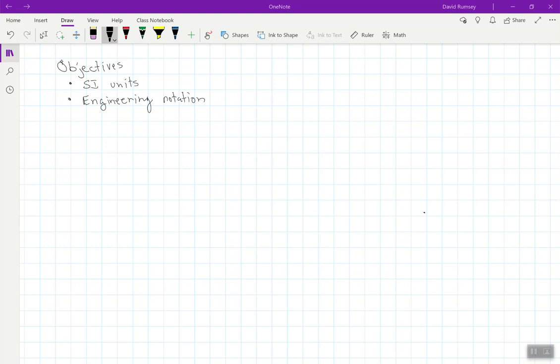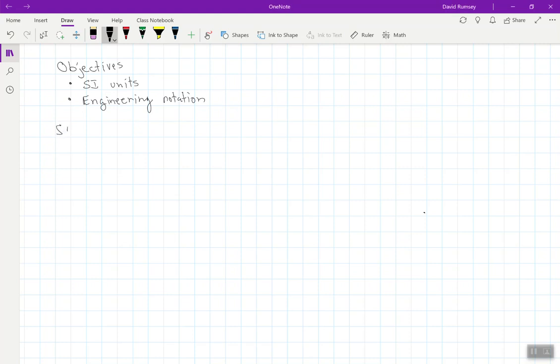So in this lesson here, we have only two small objectives. The first objective is we're going to examine SI units and understanding what they are, and then we're also going to look at engineering notation, which is essentially just scientific notation with a slight modification that we use in engineering.